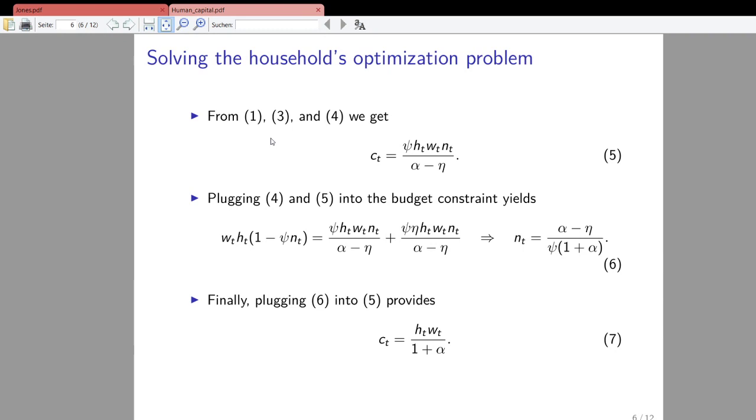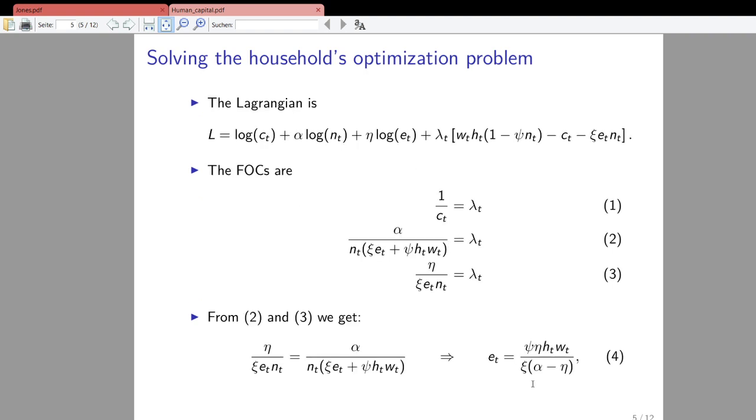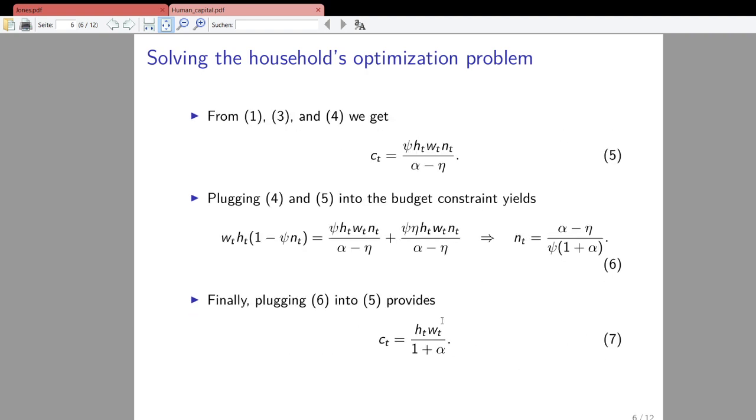Then from equations 1, 3 and 4 we can get an expression for consumption, and in this case consumption still depends on the fertility rate, which is also a choice variable, so we want to get rid of this. In order to do so, we plug the expression that we had for education from the previous slide and the expression that we have here for consumption into the budget constraint. And if we do so, we can then simplify and derive an expression for the optimal fertility rate. And the optimal fertility rate then only depends on parameters, so that's already the solution that we have for optimal fertility. We will interpret this in a second.